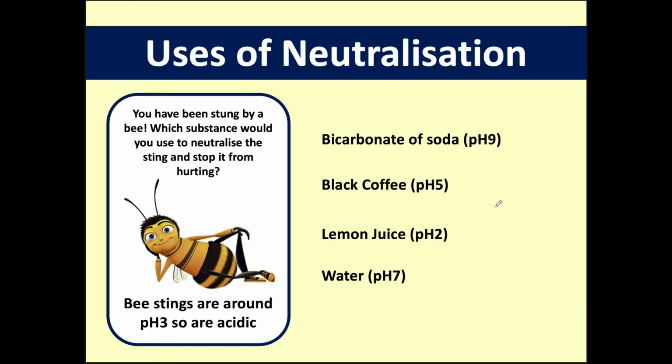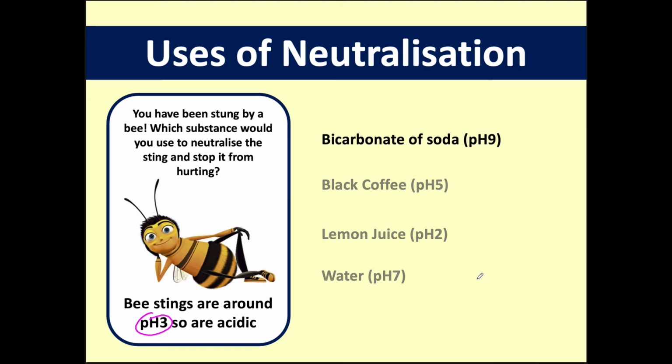So one particular use of neutralisation can be a home remedy for bee stings. So bee stings are acidic and have a pH of around pH 3. So out of these 4 options, which do you think would be the most suitable in order to neutralise that bee sting? So pause the video while you have a think.